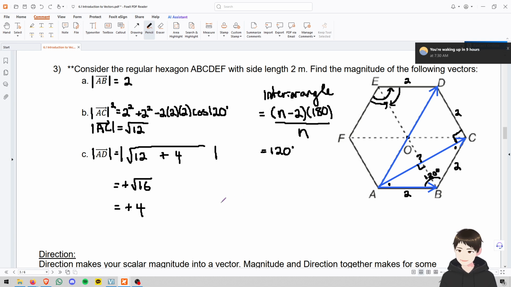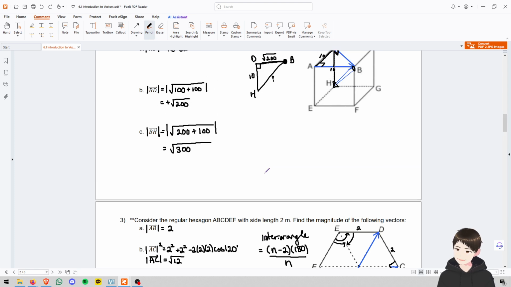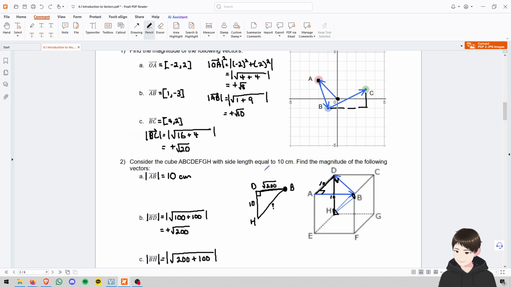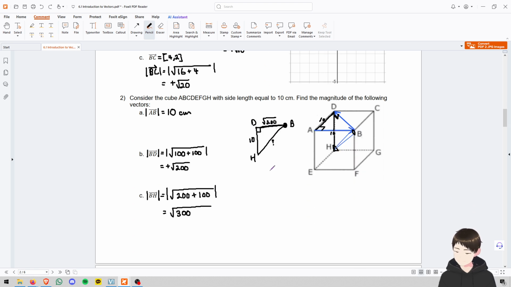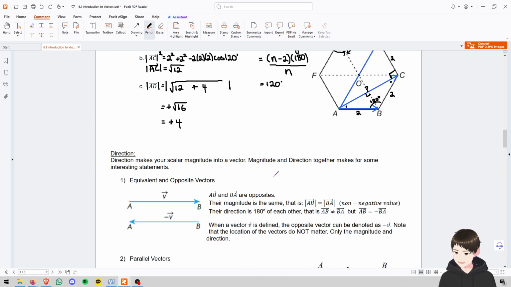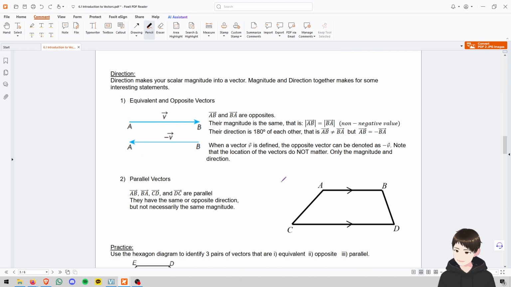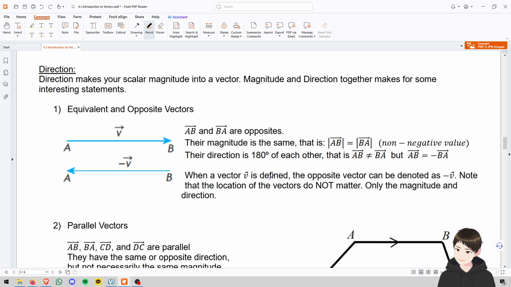You won't ever have to do this stuff again after we learn how to add vectors together. But for now, keep it at that. Here is a full rundown of how to manipulate or calculate and determine magnitude. And it wouldn't be a full lesson if we don't get to direction. So let's talk very quickly. I'll only say this. Direction makes your scalar magnitude into a vector.